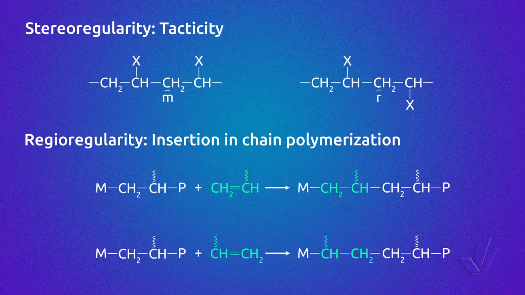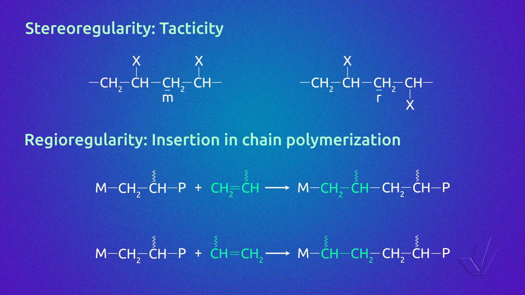A nomenclature in polymers should take into account the position of the atom in the molecule and also the stereo and the regio regularity. Just to remember, the stereo regularity comes from the presence of asymmetric carbons in some polymers, as is shown in this example, where the substituent group X can be on the same side of the zigzag polymer chain, or what is the same, to have all the chiral centers with the same configuration. In this case, we have isotactic sequences, M or meso.